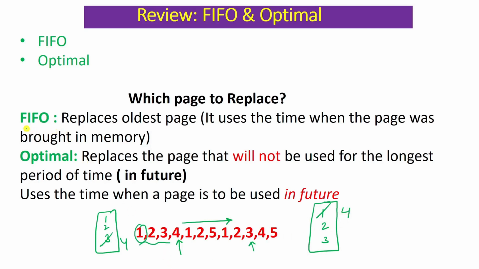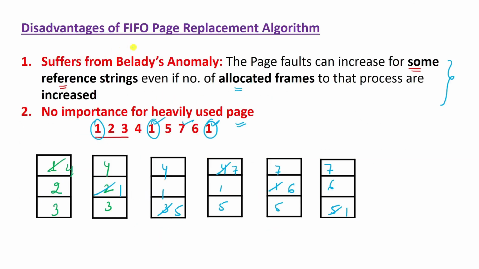Now there are some limitations or disadvantages related to FIFO and the optimal one. We saw FIFO suffers from Belady's anomaly. We have already seen what Belady's anomaly is, and I'm not going to discuss this again. You can just go to the video of the FIFO page replacement algorithm, where I have already discussed this in detail.